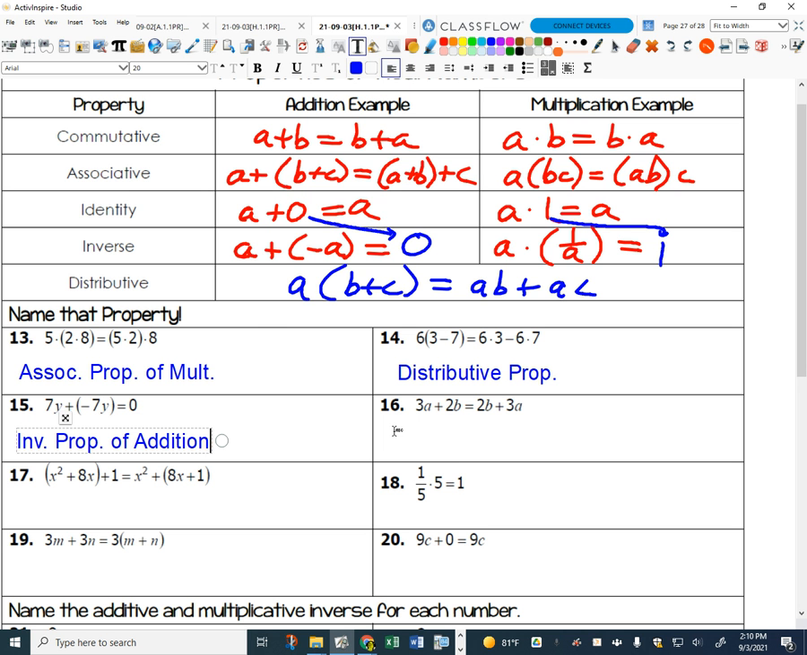16. What's that one? Commutative. Everybody agree? Commutative, because all we're doing is exchanging the positions of the things that are being added. 17. The dead giveaway is it's more than two things. What do you think? Associative property of addition. There we go. Good.